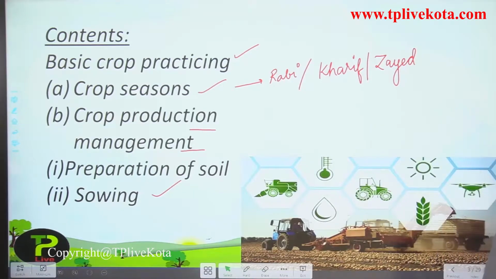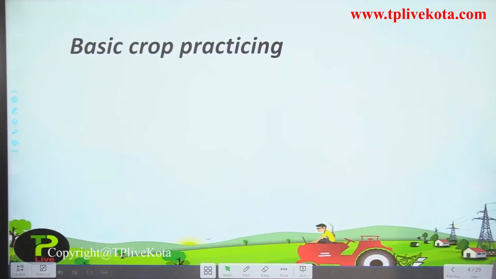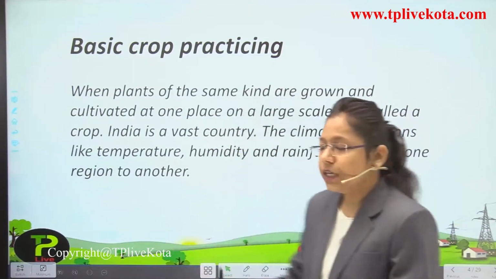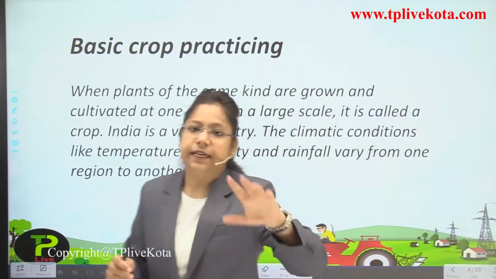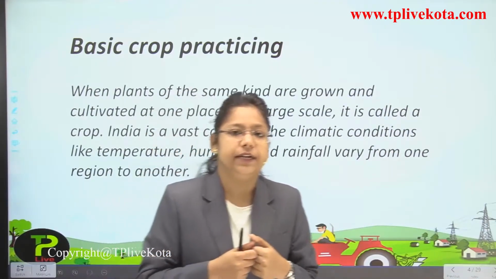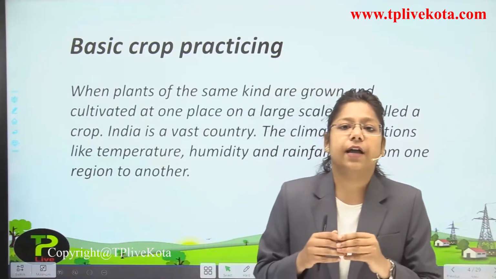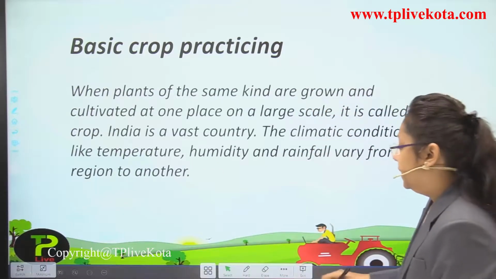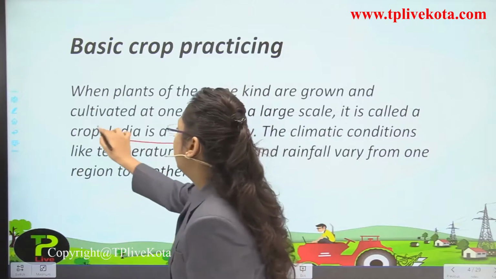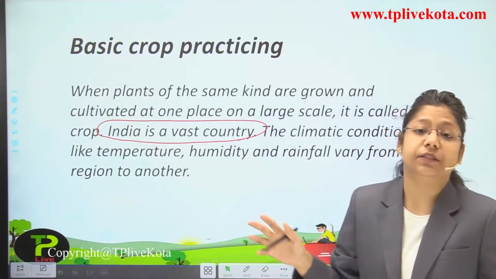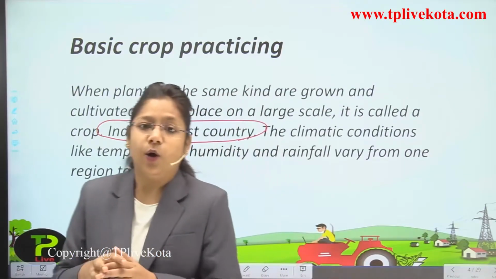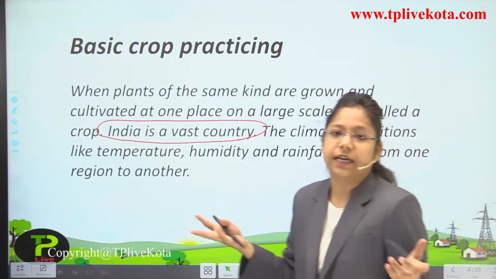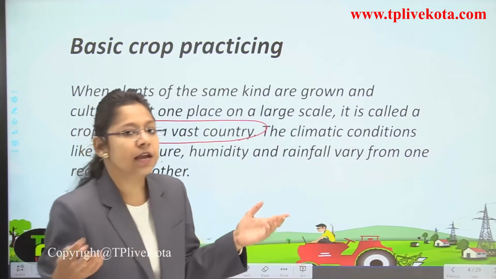First we have to understand what the basic crop practicing is. Here it is written that if a particular plant is grown on a large area or a large land, it is to be cultivated, then it is considered a crop. If I am growing wheat on a large land, then I am counting it as a crop. Now, India is a vast country, as you know. India accounts for 70% of the agricultural land. India has many types of soils, and India is the only country which can grow each and every type of fruits, flowers, vegetables, anything else.